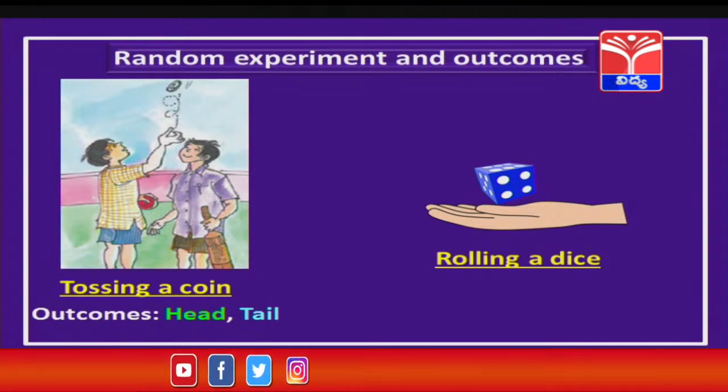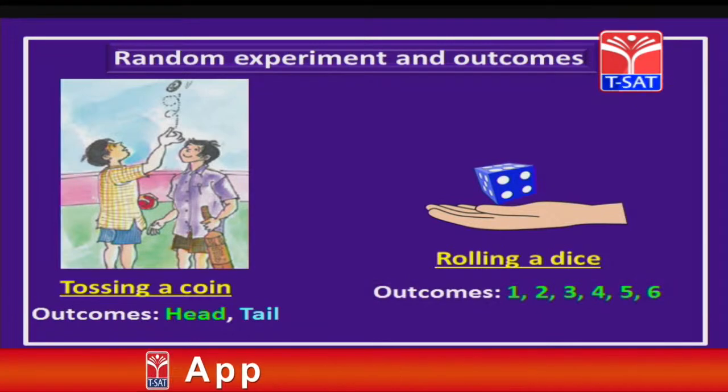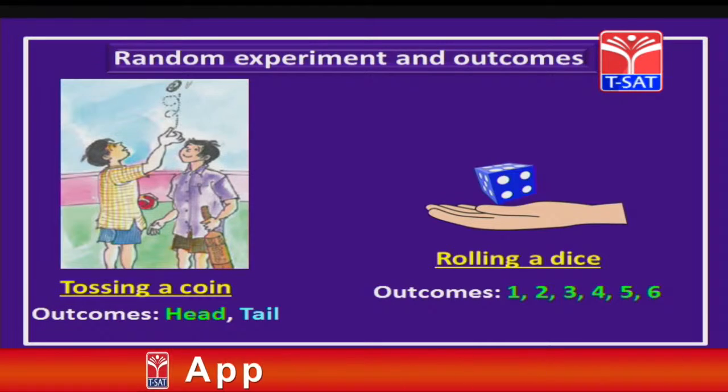So, in rolling a dice, how many outcomes will be there? Yes, you are right, there will be 6 outcomes, that is 1, 2, 3, 4, 5 and 6. Even though you know the outcomes, children, can you tell exactly which outcome you are going to get? Like, suppose you are going to toss a coin, can you tell exactly that head is going to come? No. If you are going to roll a dice, can you tell you are going to get exactly 4 on the top? No, not possible, isn't it, children?